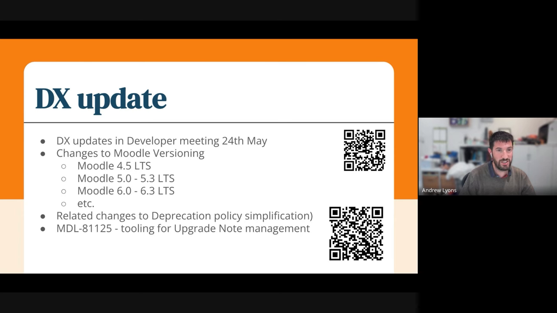There's also a related change to the deprecation policy, which essentially will simplify how we do that deprecation. So instead of having a rolling deprecation, when we get to Moodle 5.0, anything that was deprecated in or before Moodle 4.4 will be removed. When we get to Moodle 6.0, anything deprecated in or before Moodle 5.2 will be removed.